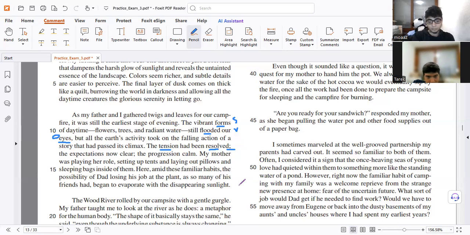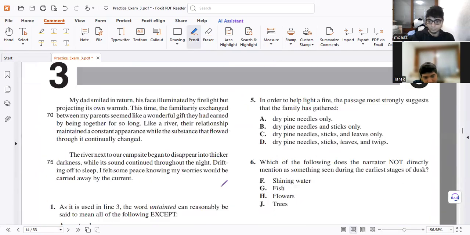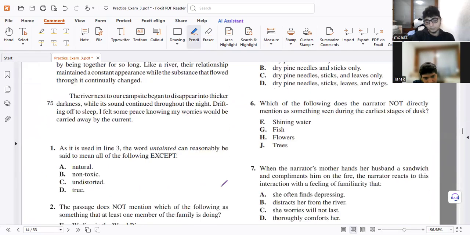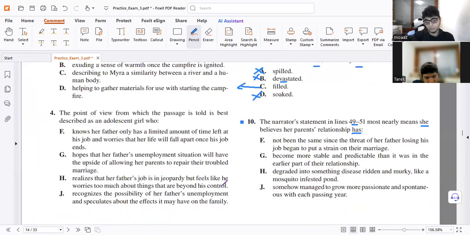Finished. We read very quickly. Come on, let's jump. Remember, every question takes only 1 minute. Now I read in 30 seconds and then go back. Find the answers not mentioned there. Did he mention that the relationship has not been the same since the threat? Too different? Wrong. Became more stable and predictable than it was in the earlier years? Yes.